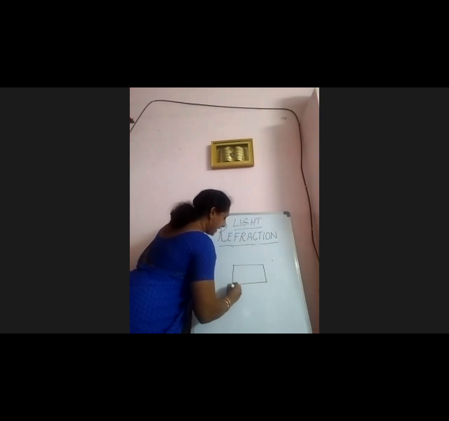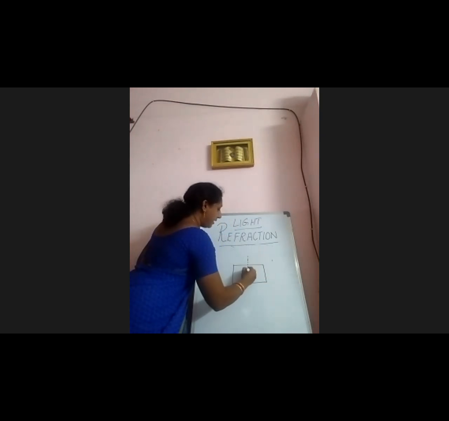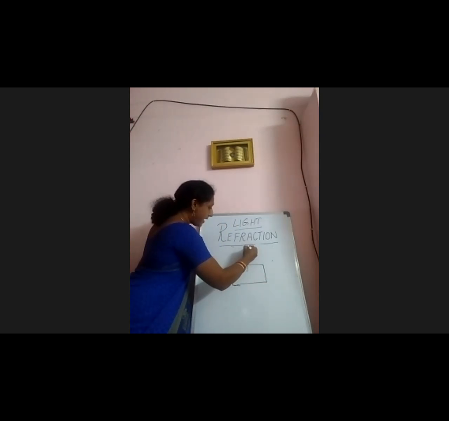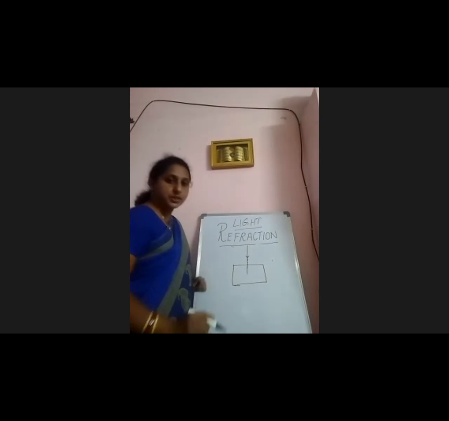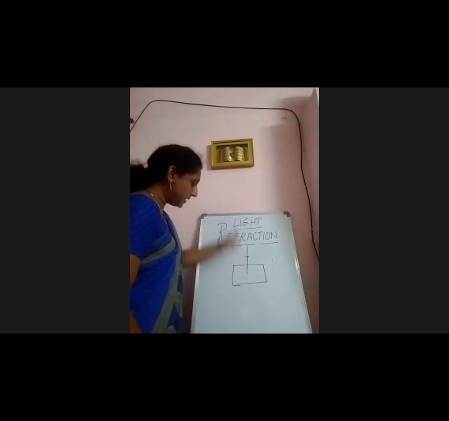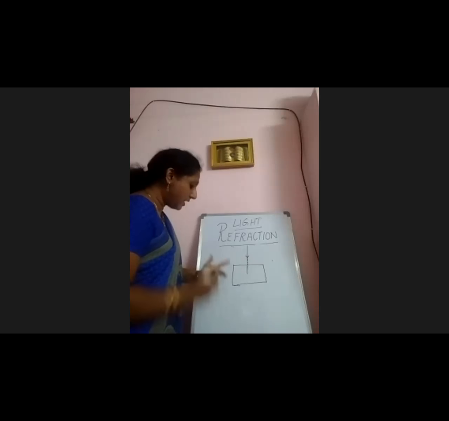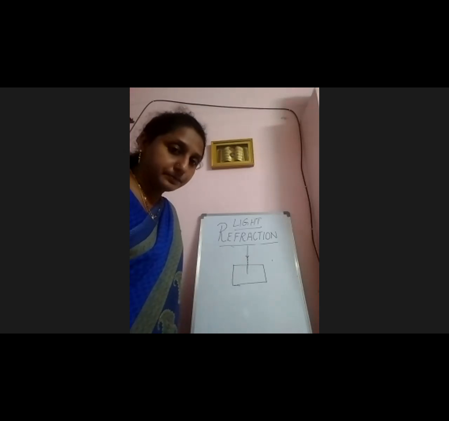So this is the glass slab. I have told you about a perpendicular light ray. In the same way, if light enters perpendicularly, it won't undergo any refraction. It passes straight through along the normal. So it won't undergo any refraction. That is the first question's answer.